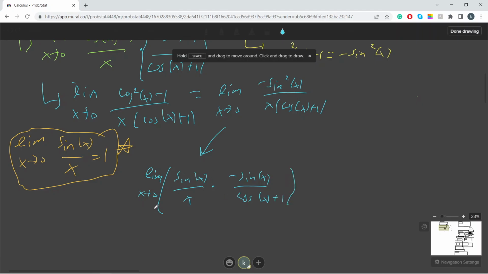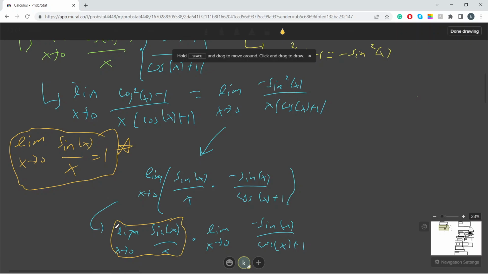Okay, so now that we have this form, we can break the limit into individual products. This expression essentially becomes the limit as x approaches 0 of sine x over x, multiplied by the limit as x approaches 0 of negative sine of x over cosine of x plus 1. We know this term right here is going to evaluate to 1, because this is the fact we've established in the previous video.